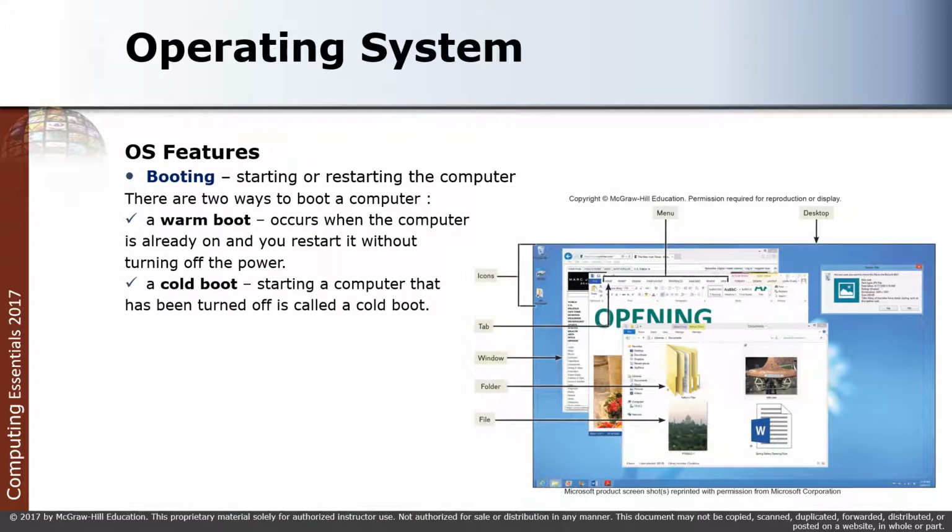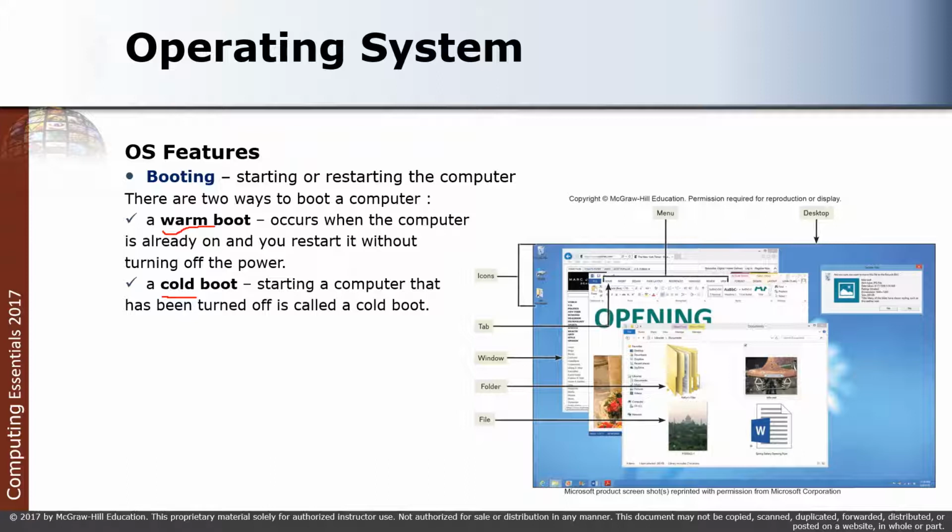Here we are looking at another feature or function of the operating system, which is booting. Booting or boot in a computer system refers to starting a computer. There are two types of booting, warm and also cold. How to remember both? We look at the second one first. Cold, remember booting is starting your computer.